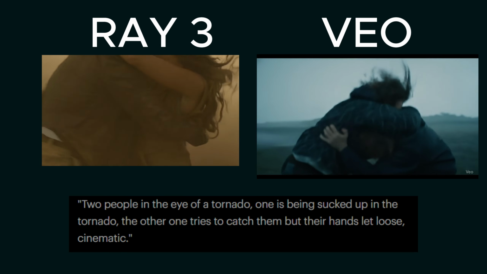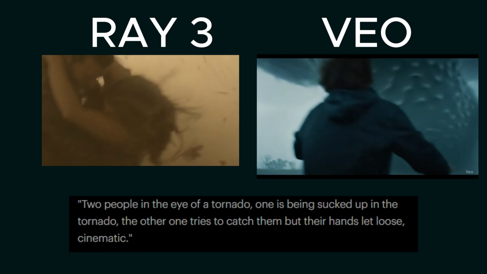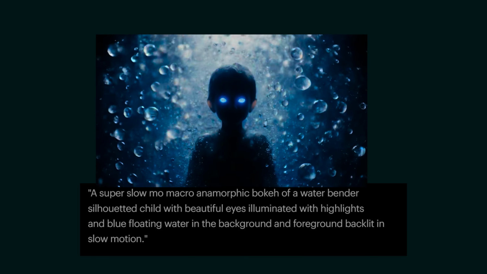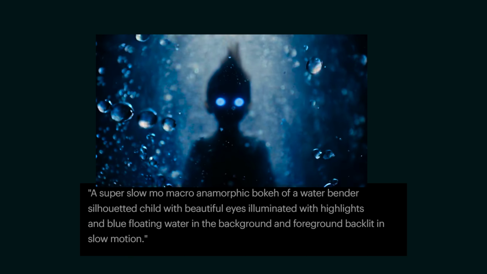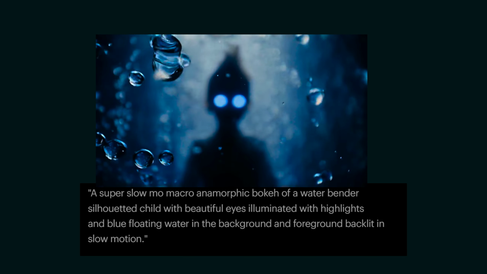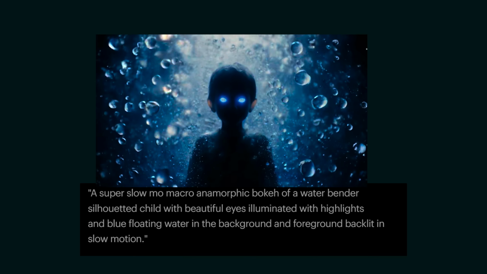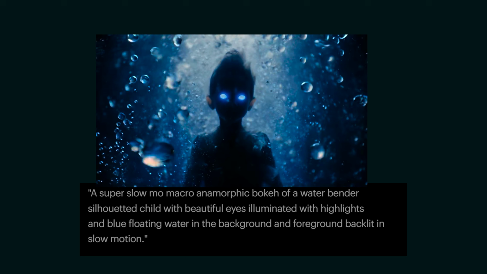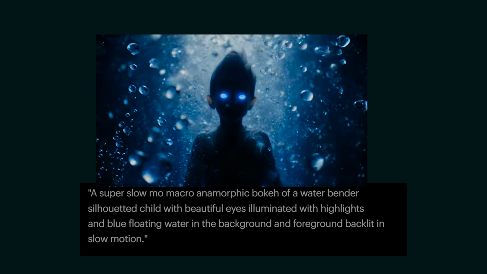Not only this, if you are still not very sure about this model, I gave it one of the scary prompts, by the way, a super slow-mo macro, anamorphic bokeh of a water bundle. So as I just prompted, basically a guy in the water with a bokeh effect, having flashy lights, and look at the video, this is so good. And when I said bokeh, it actually gets blurred, so this is what I'm actually talking about. This video model has a very good prompt adherence.